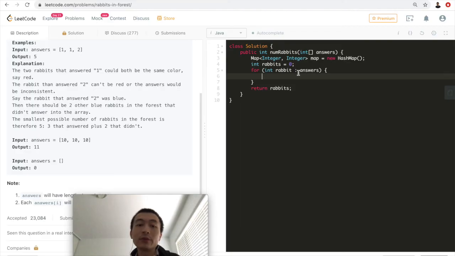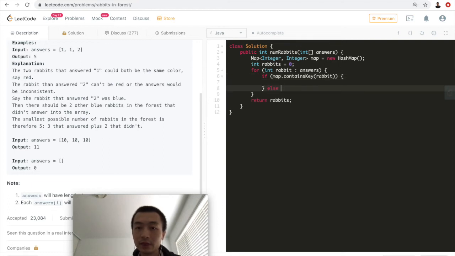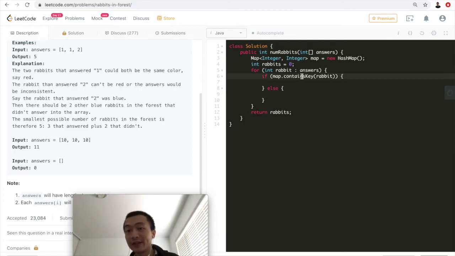So first, we want to make sure whether this is a new type of rabbit or the type of rabbit that we have encountered before. So we want to check if the map contains the key rabbit. Else, if this is the case, that means we have encountered this type of rabbit before.